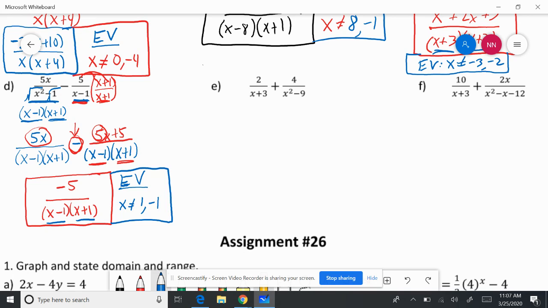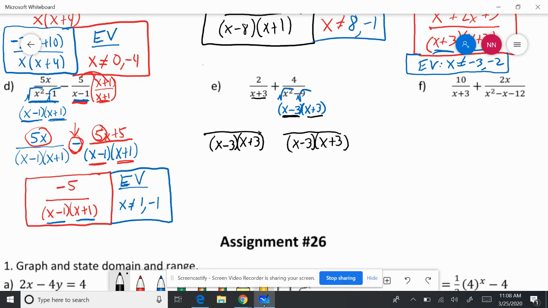Now looking at letter E, what we see is another special factoring pattern. When we could take the square root of each one, it becomes x minus 3 and x plus 3. Notice, if we're looking closely, there's an x plus 3 and x plus 3. This one also has an x minus 3, so our common denominator is x minus 3, x plus 3. That right there is our common denominator.